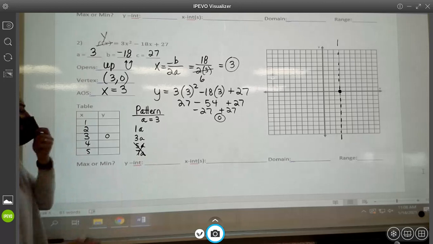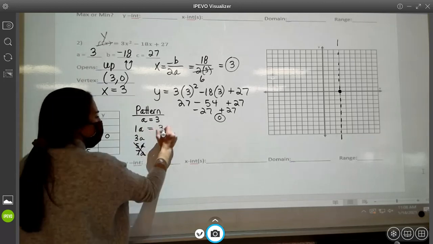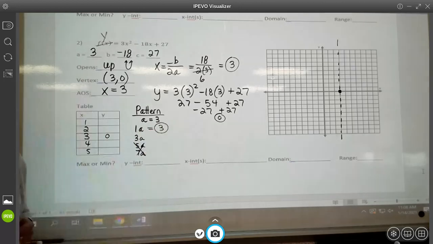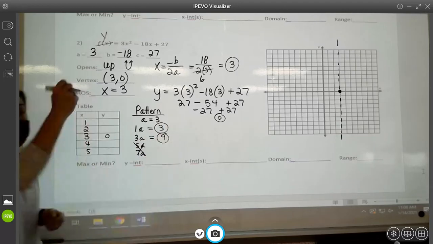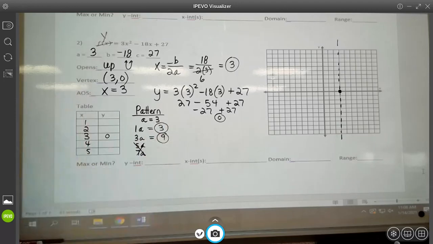All right, well, what's 1a? 1 times 3 is 3. So that's the first number of jumps you'll make. 3 times a is 3 times 3, that's 9. That's the next number of jumps you'll make. All right, let's do it.